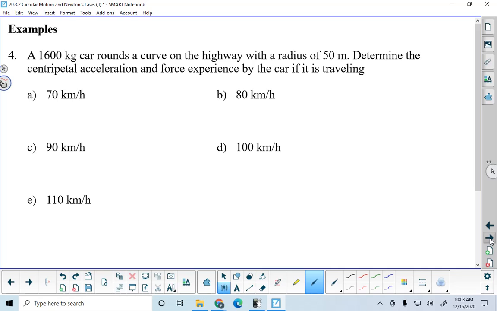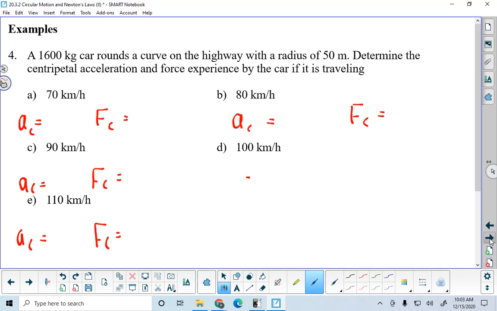So for each of these, we're going to have a centripetal acceleration and a centripetal force. We are sure as shooting not going to be showing all of our work for this question, because we're going to have then 10 calculations in total here. What we're going to do is write down the formulas for how we would find these. And do the calculations.